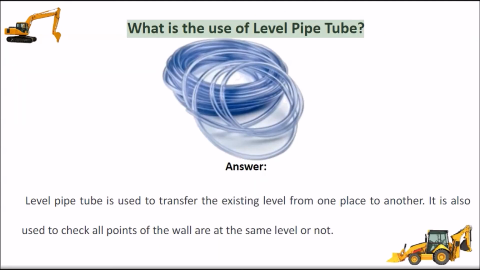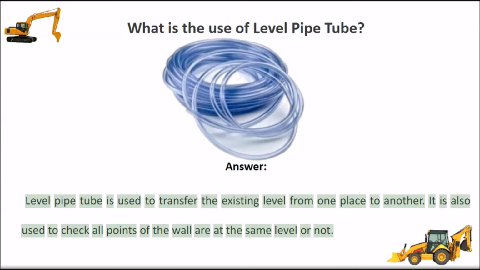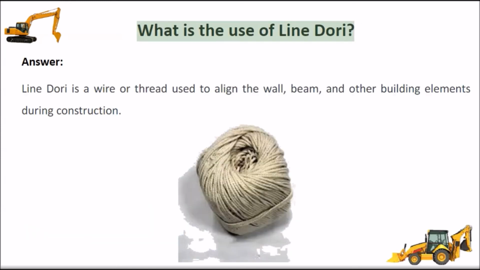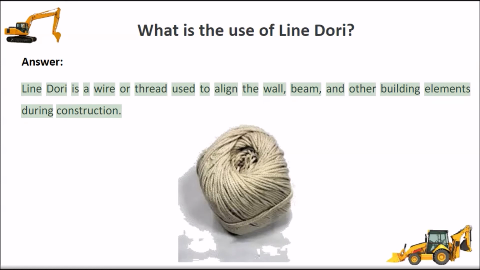What is the use of level pipe tube? Answer. Level pipe tube is used to transfer the existing level from one place to another. It is also used to check whether all points of the wall are at the same level or not. What is the use of line dori? Answer. Line dori is a wire or thread used to align walls, beams, and other building elements during construction.